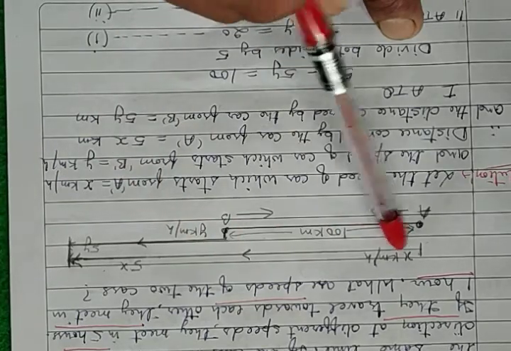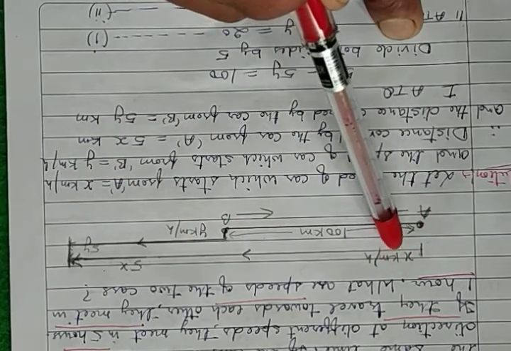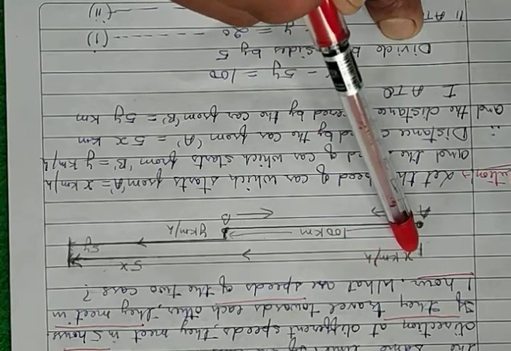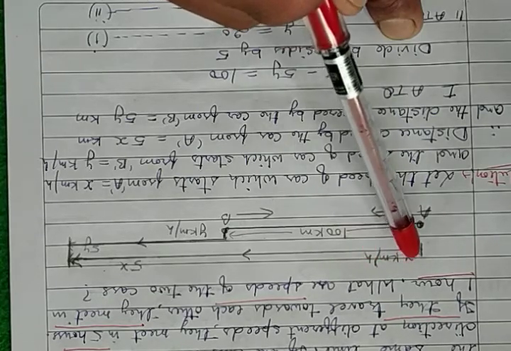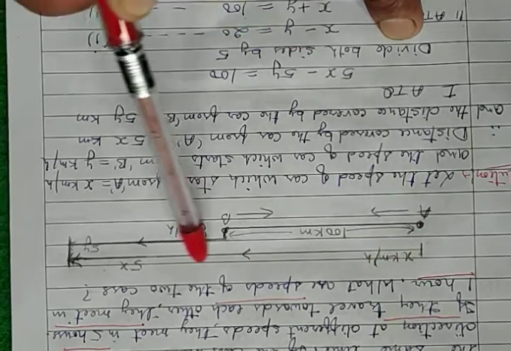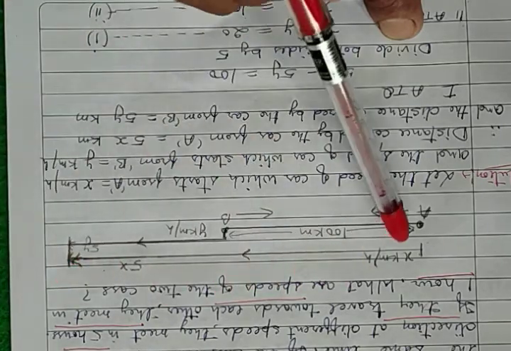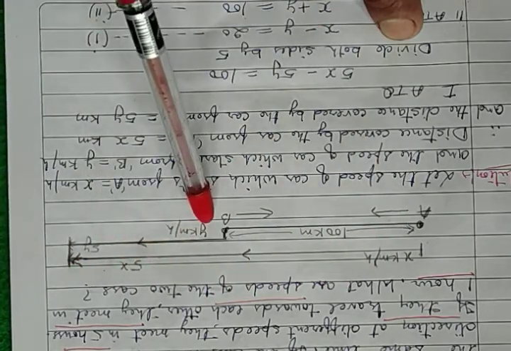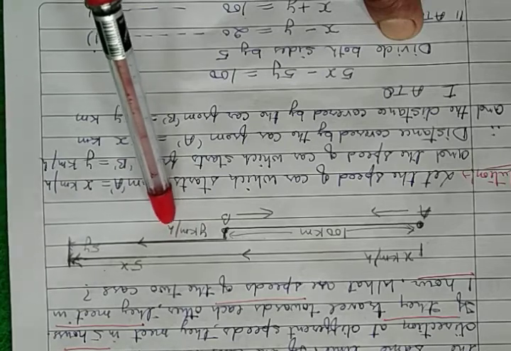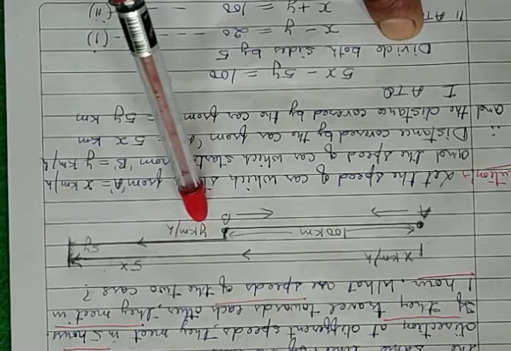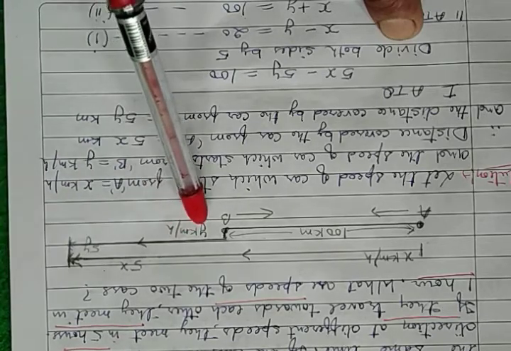What do we mean by x kilometer per hour? X kilometer per hour means in 1 hour it travels x kilometers. Since it is traveling for 5 hours, it is 5x kilometers. Y kilometer per hour means in 1 hour it travels y kilometers. In 5 hours, 5y kilometers.